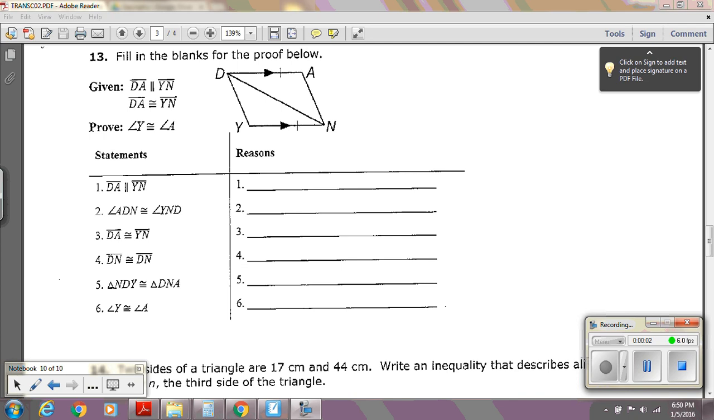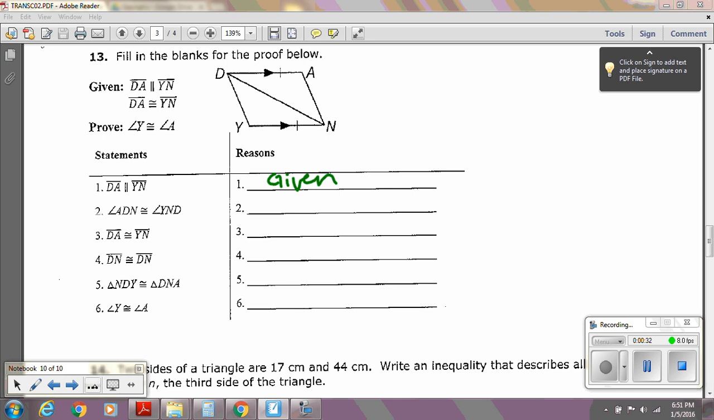Semester exam review. Number 13, fill in the blanks for the proof below. Given segment DA is parallel with segment YN, and segment DA is congruent to YN. Those two facts are also pictured on the illustration. So the first statement, segment DA is parallel to YN, that's given, as all first statements will be.